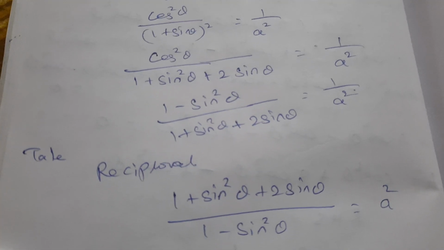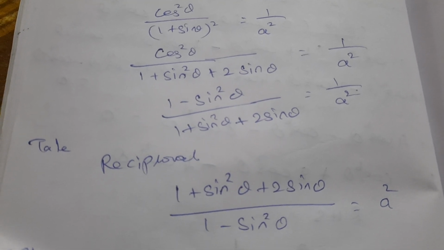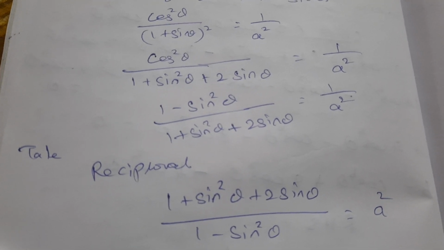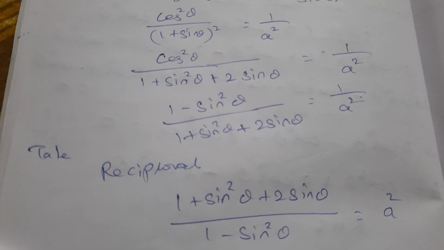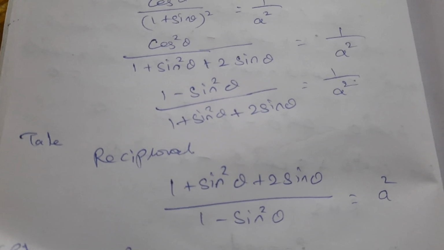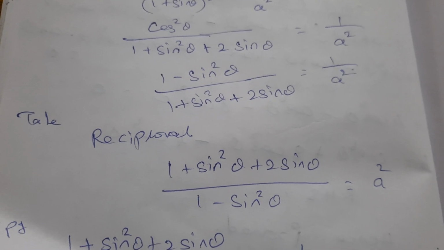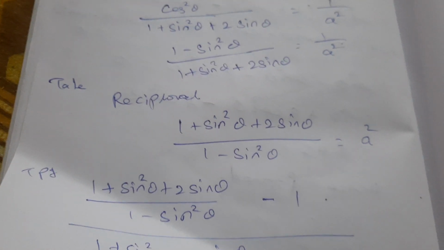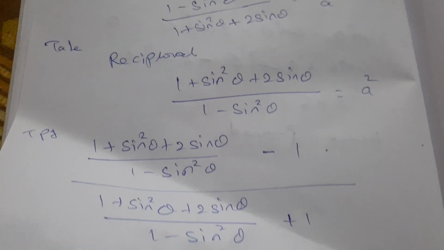So how to write the reciprocal? The numerator goes to the denominator, and the denominator comes to the numerator. So 1 plus sin squared theta plus 2 sin theta by 1 minus sin squared theta is equal to a squared. So now we get a squared. To prove that, we need (a squared minus 1) by (a squared plus 1).